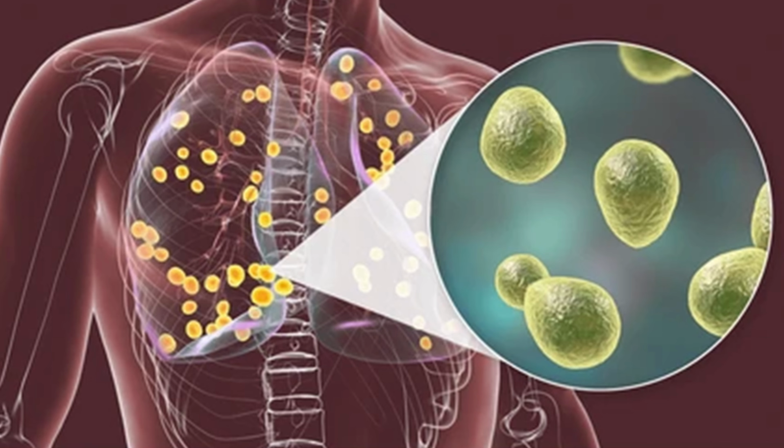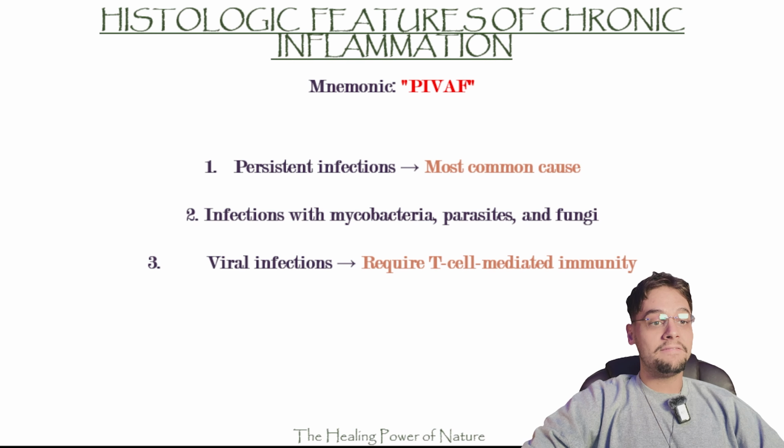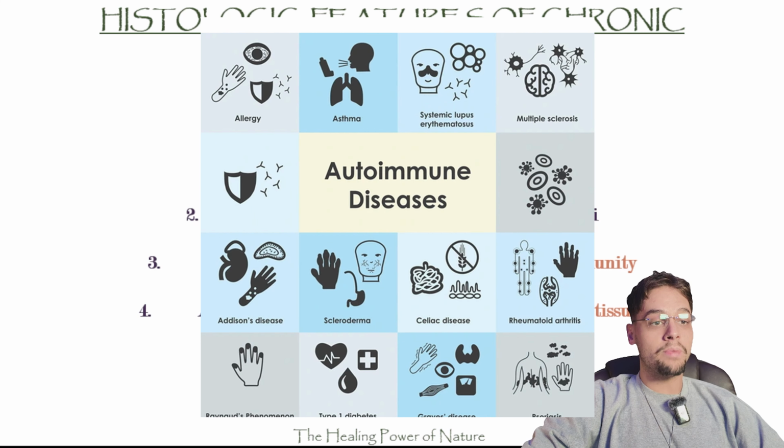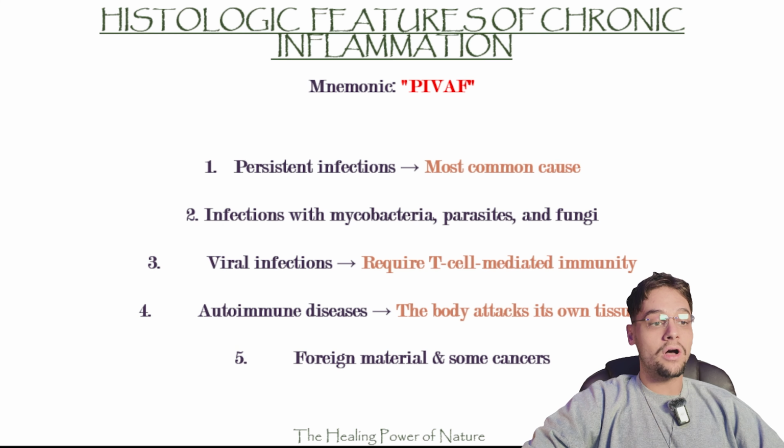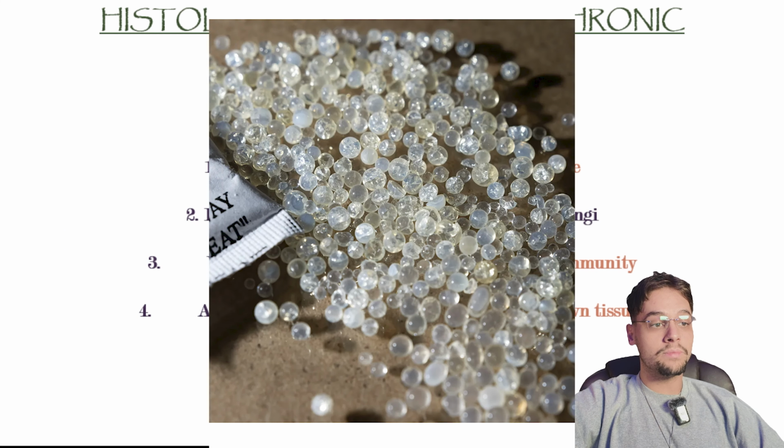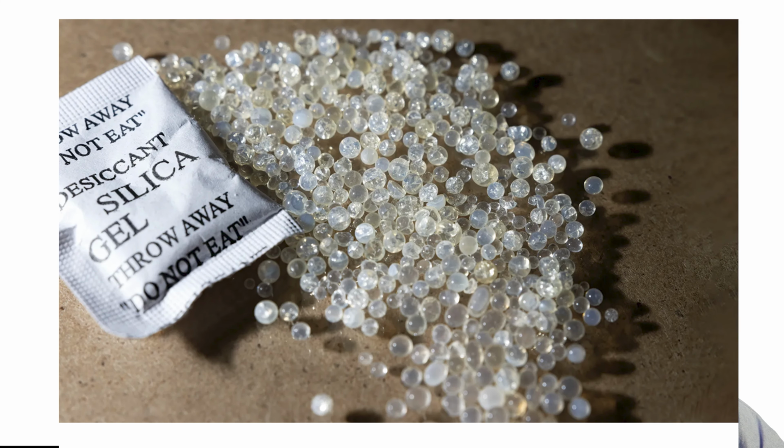Then we have V for viral infection. This requires T cell mediated immunity like hepatitis B and HIV. Remember, chronic infection leads to cirrhosis due to ongoing inflammation. Then you have A for autoimmune disease. This is where the body attacks its own tissue due to failure of self-tolerance, like in rheumatoid arthritis. Remember, in rheumatoid arthritis, chronic synovitis leads to joint destruction. And then we have F for foreign material and also some cancers. Examples would be silica exposure, asbestos, or cancer.